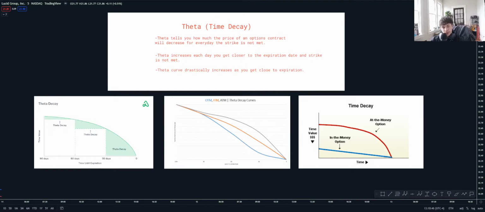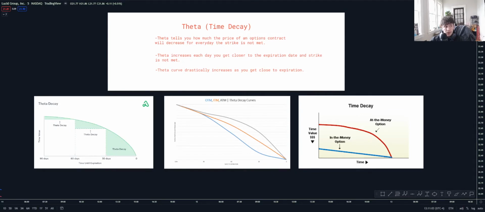Hey everybody, Tony here with a lesson for this week on Theta, or better known as time decay, when it comes to trading options contracts. This is going to be part one of a three-part lesson for this week.